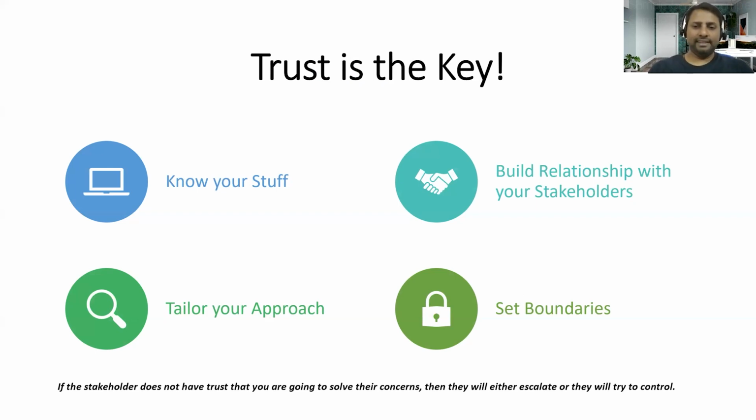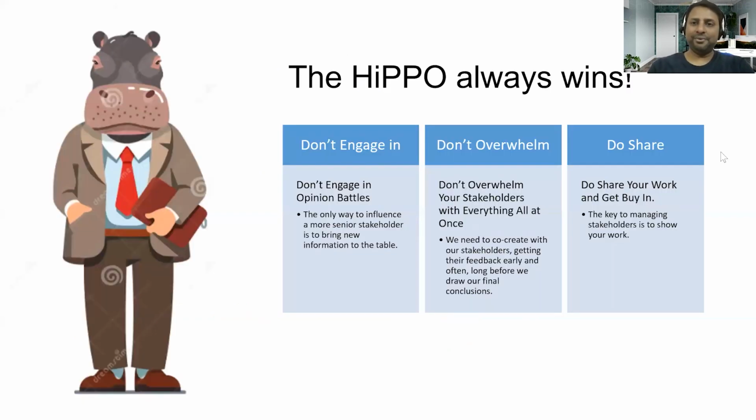All right, I think we talked about this. If the stakeholder does not trust that you are going to solve their concerns, then they will either escalate or try to start controlling you. All right, so this is the Hippo.